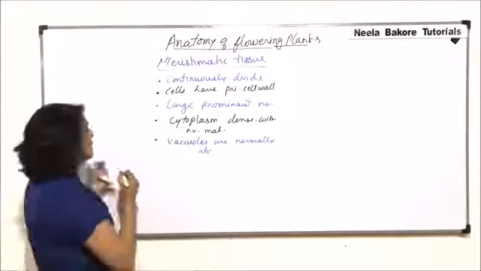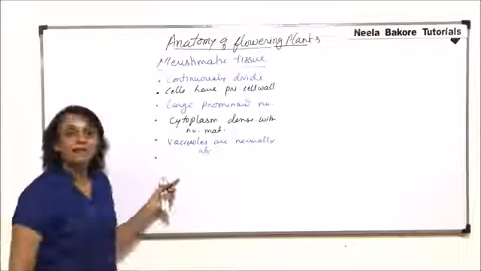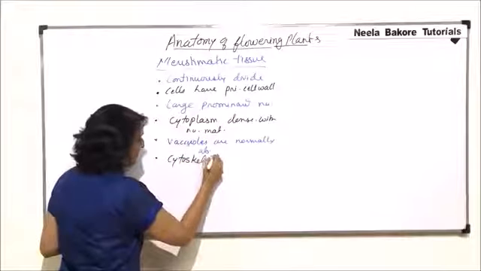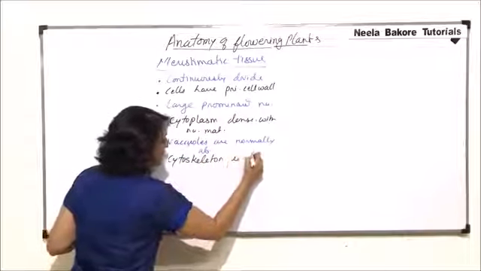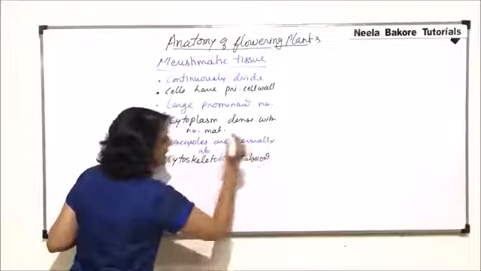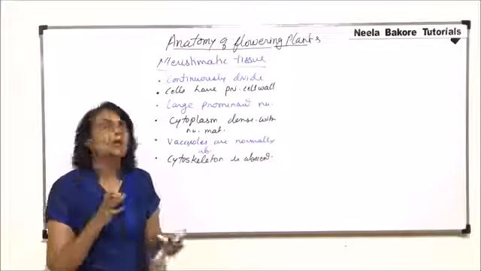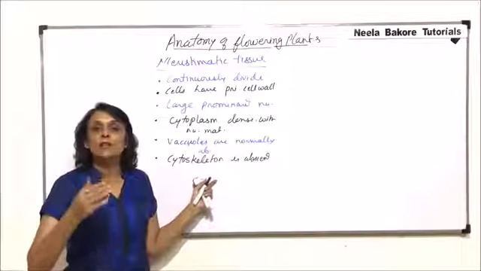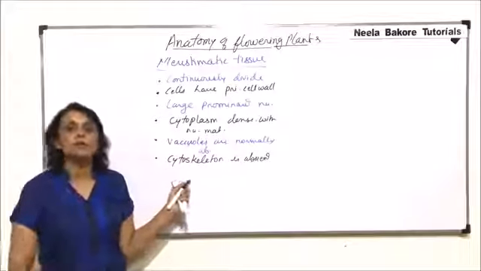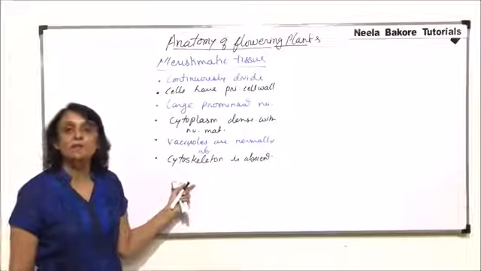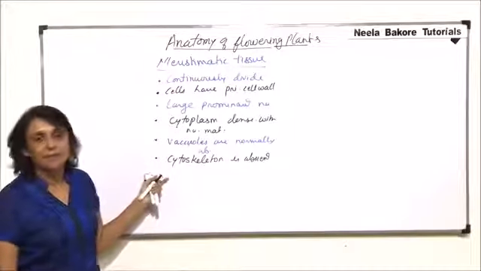Another feature which is found in the meristematic cells is that cytoskeleton is absent. Cytoskeleton is required to provide framework to the cell. But this cell, it is going to continuously divide, so that framework is not required. So these are some basic characteristic features of meristematic cells.